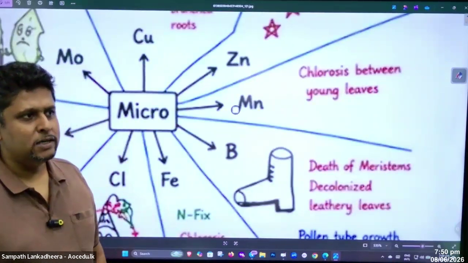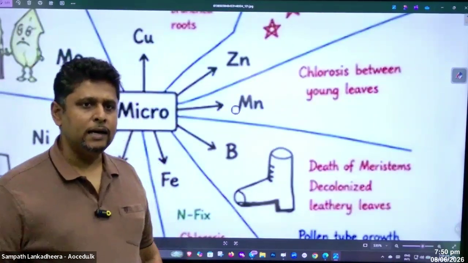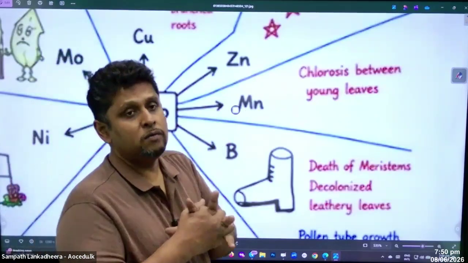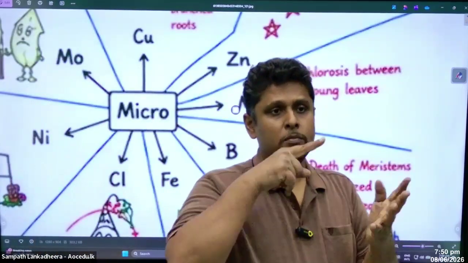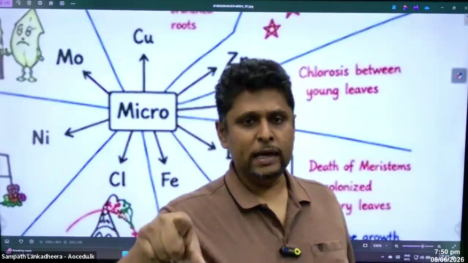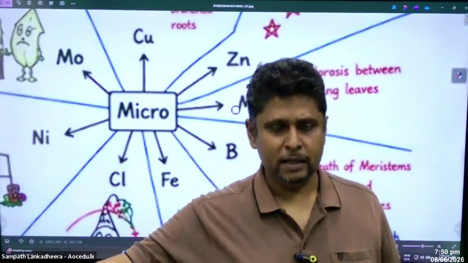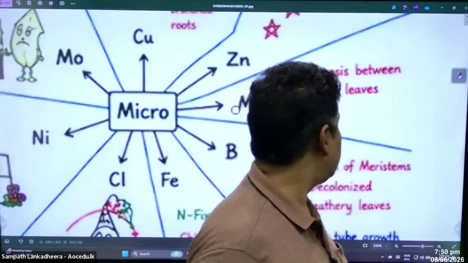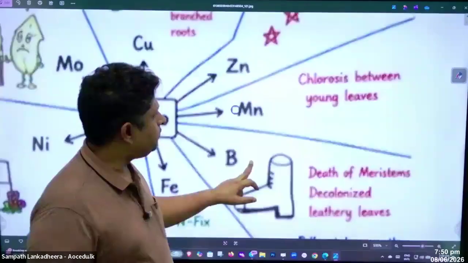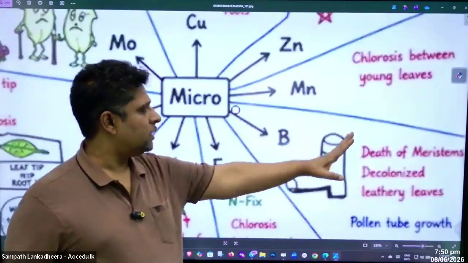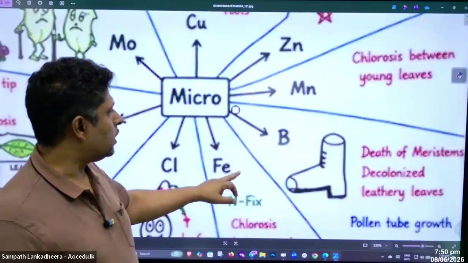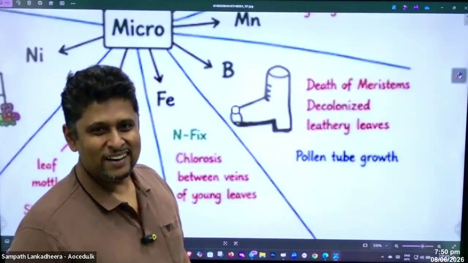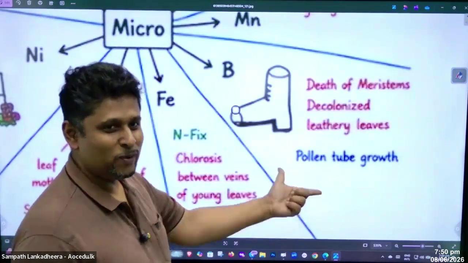And here, manganese: chlorosis between the veins of young leaves. Now we learned that molybdenum and nickel are the old leaves problem. For all the others, the deficiencies appear in the young ones. So chlorosis in young leaves is absolutely normal for them.